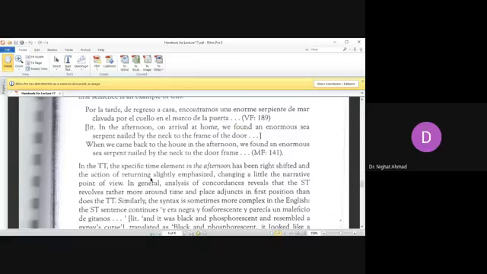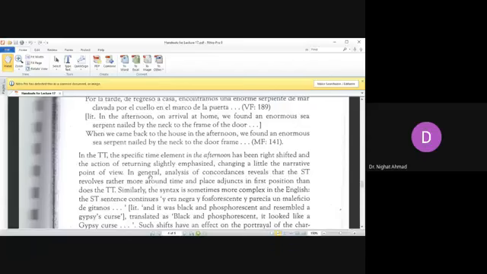In the general analysis of concordance, you read that the source text involves further time and place adjuncts in first position. So you see such a detailed analysis of concordance found between the source text involves rather more time and place adjuncts in the first position than does the third. Similarly, the syntax is also sometimes more complex in the English.